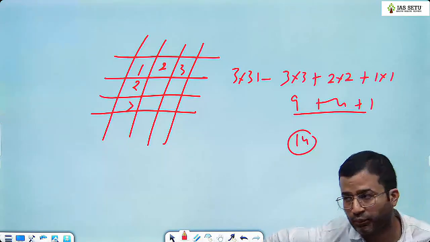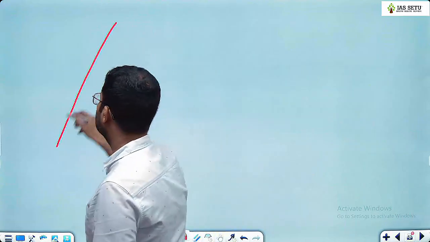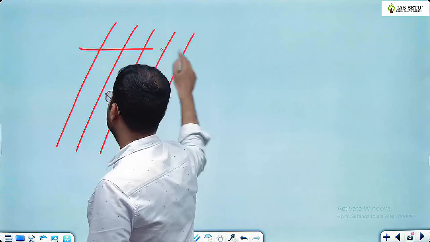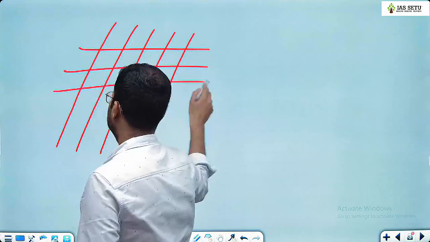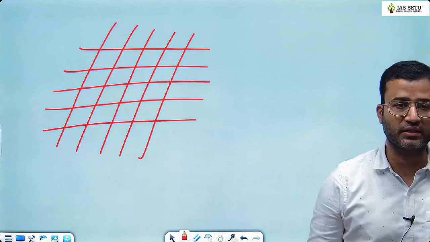क्वेश्चन क्या था? There is a set of 5 parallel lines intersecting another set of 5 parallel lines. Then the question: what is the number of rectangles? Underline the word rectangles. ठीक है? If lines are like this, tell me how many rectangles are there? 0.